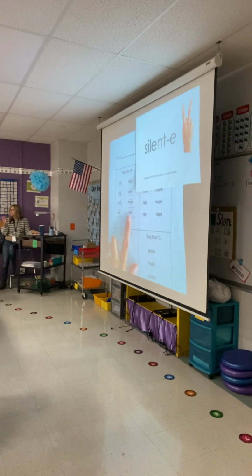So you have to look through the entire word with your eyes to make sure you're noticing what syllable type is it? Which pattern is it going to follow?